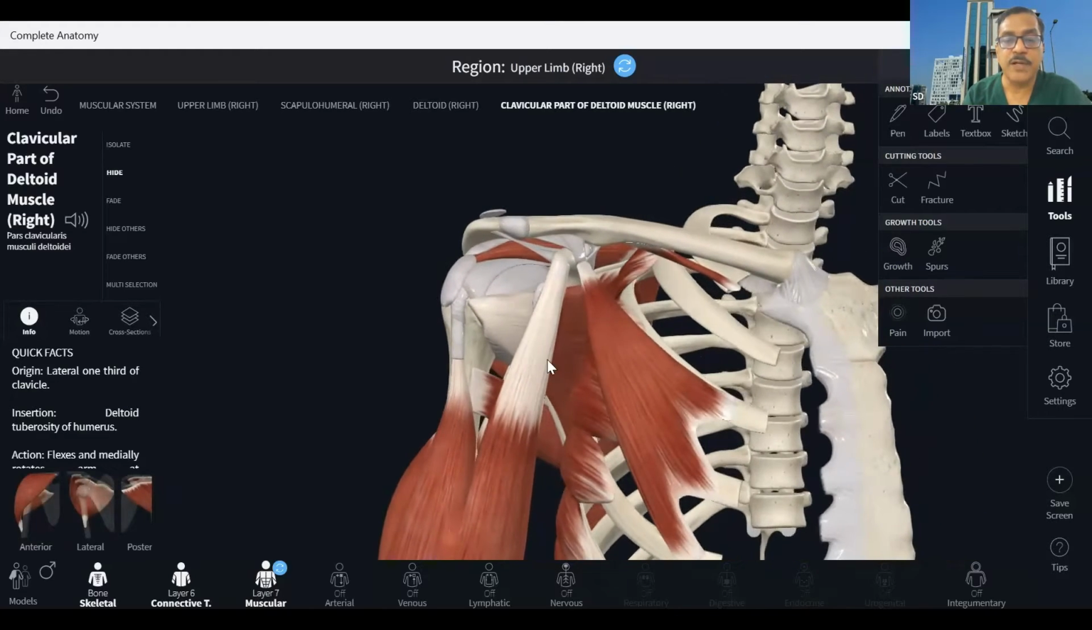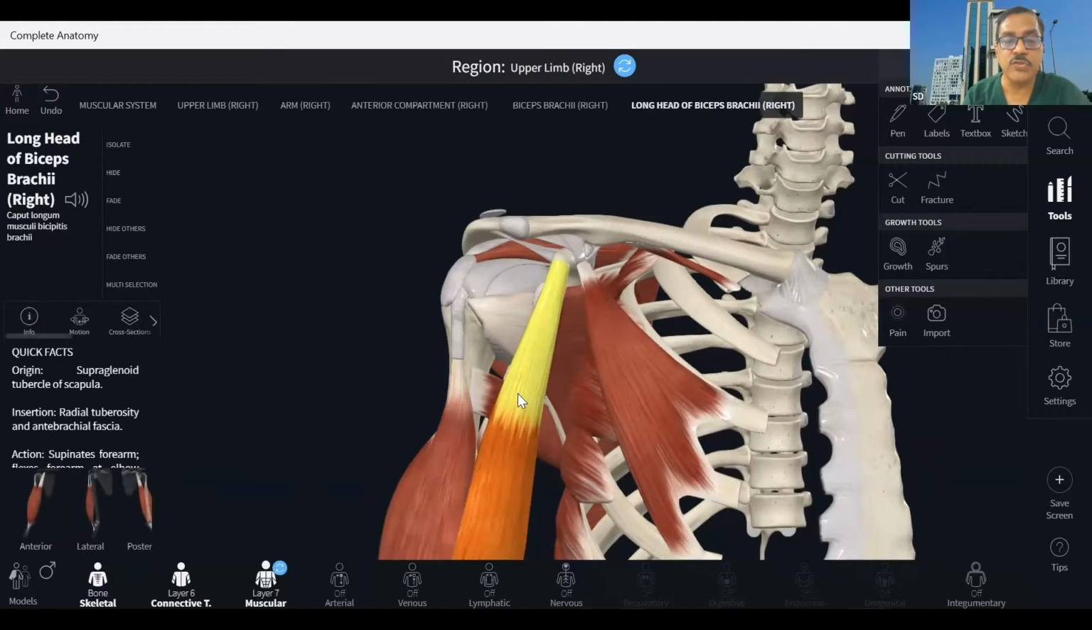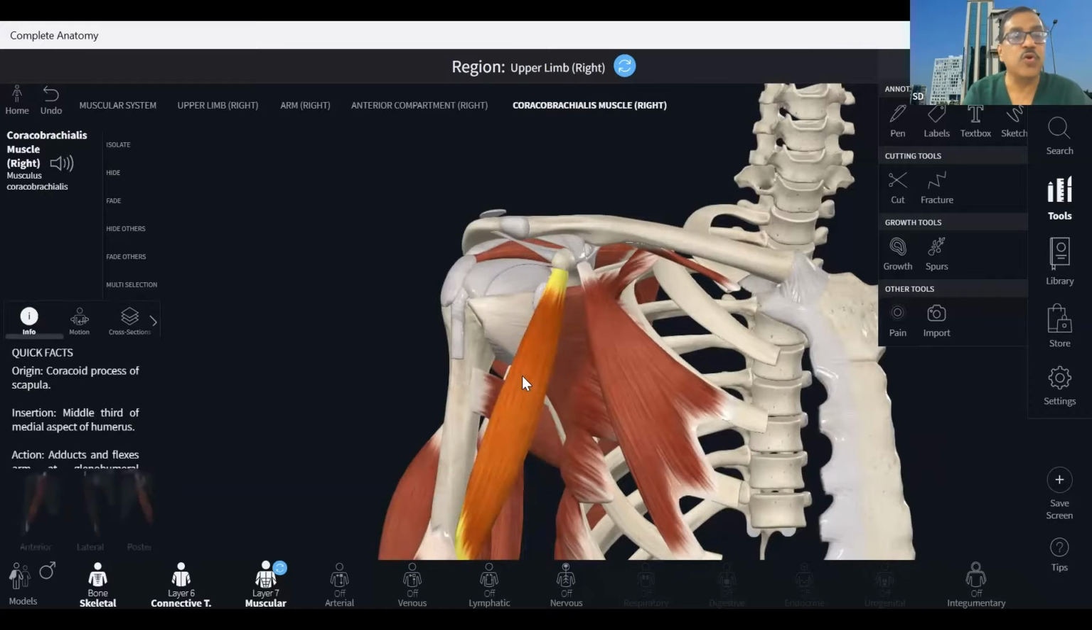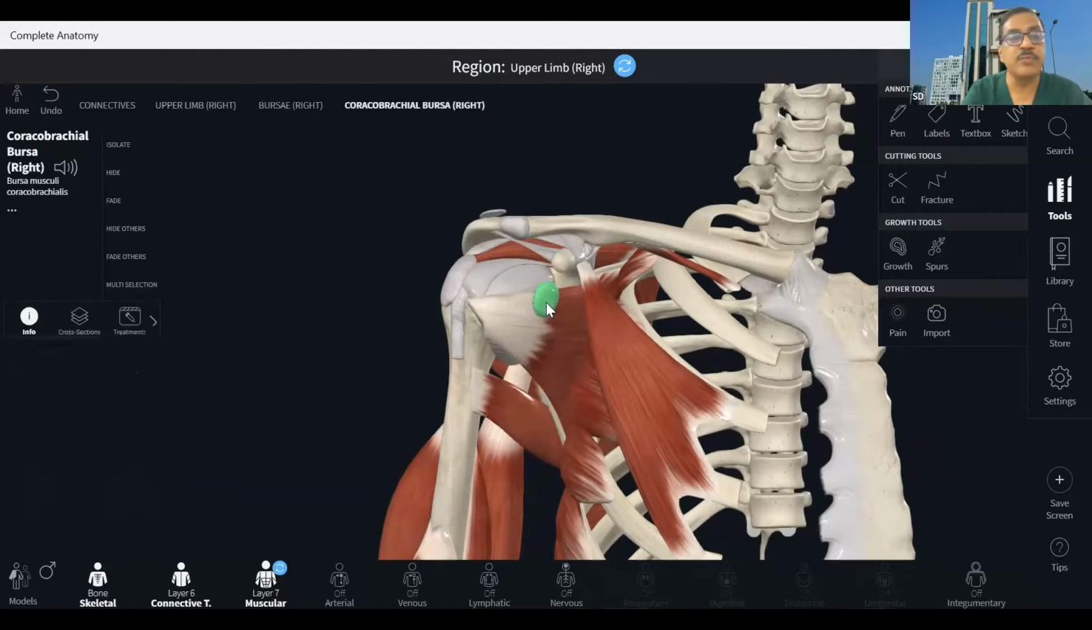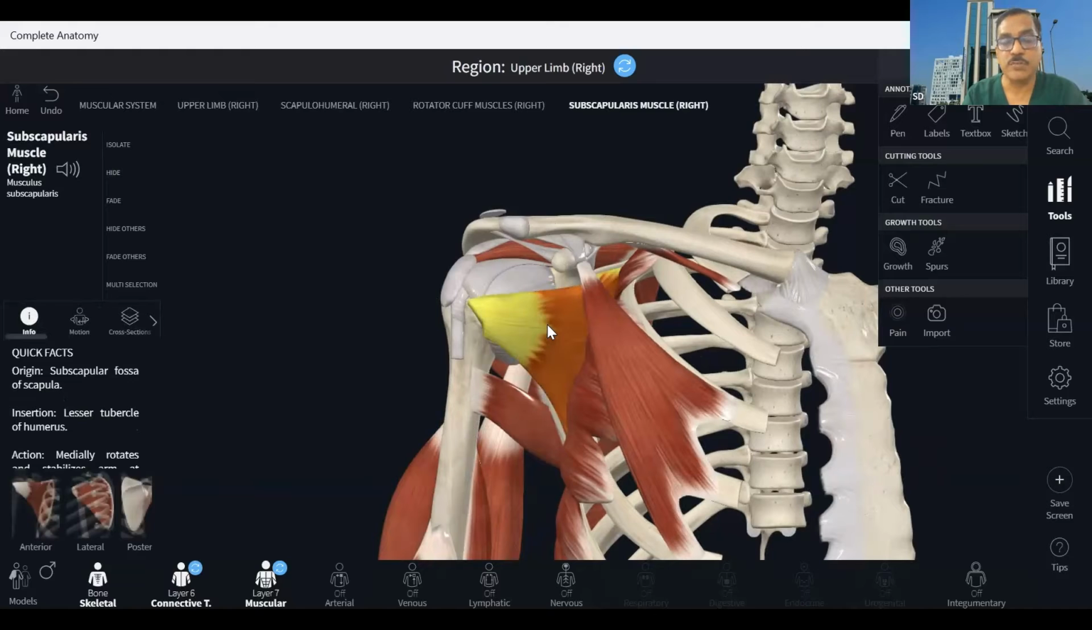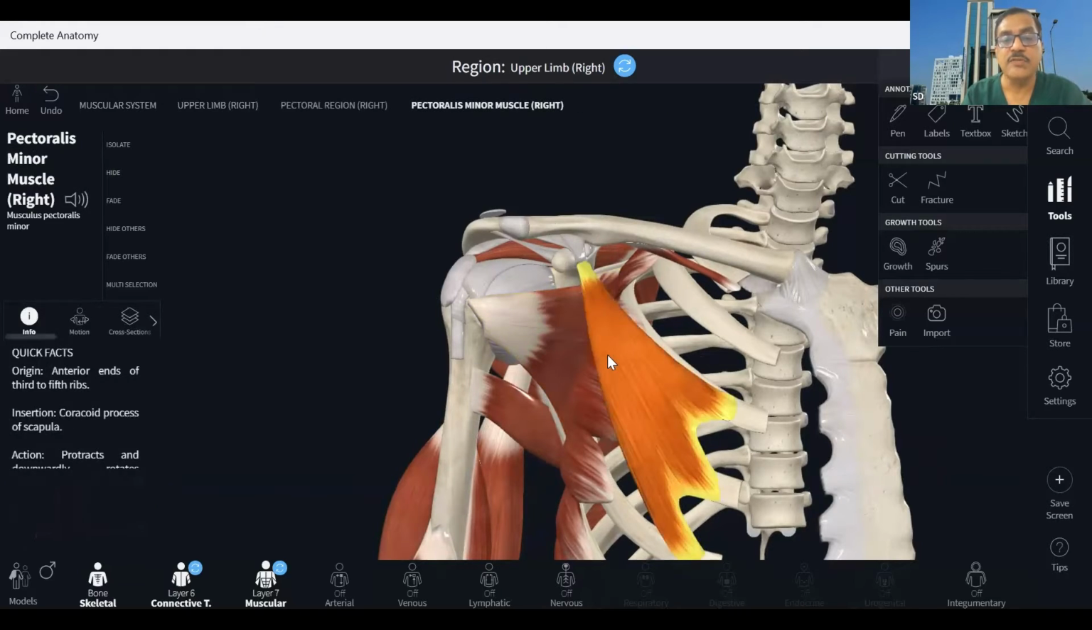So rotator cuff, let me, this was your long head and this was your short head. So I am removing the short head. Below the short head, we are having the coracobrachialis muscle. This was your coracobrachialis muscle. I'm hiding that also. So now what I am getting, let me remove that bursa also. So now what I am getting is this muscle is the subscapularis muscle. So subscapularis muscles, where it is getting originated. So I am removing the pectoralis minor muscles also.